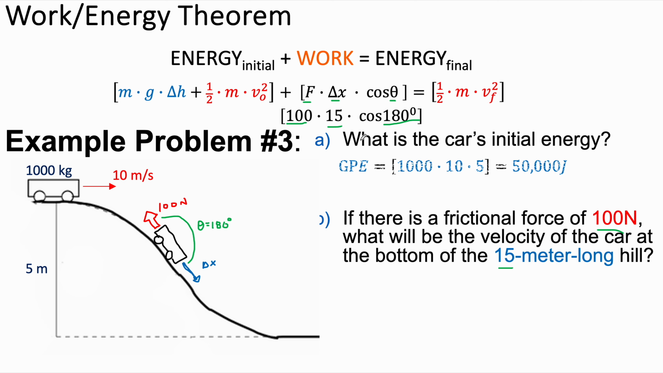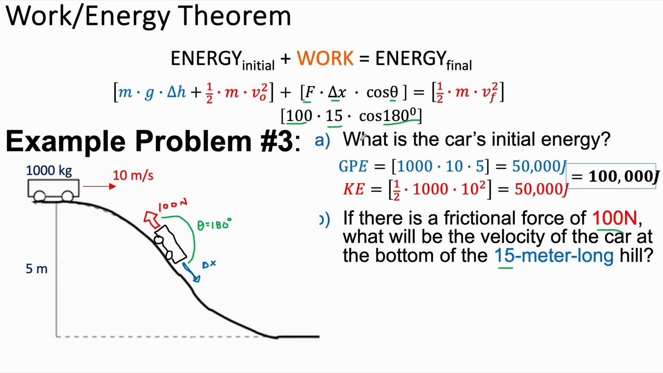The car's initial energy is going to be the exact same as before, 100,000 joules. But now it gets a little bit more interesting. If you work this out, 100 times 15, cosine of 180 is -1. So this is going to be -1,500 joules. That's the amount of energy that is going to be removed from my system. And if you're curious, it's probably going to end up in the form of heat, or E dis.